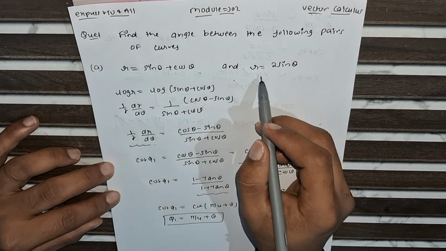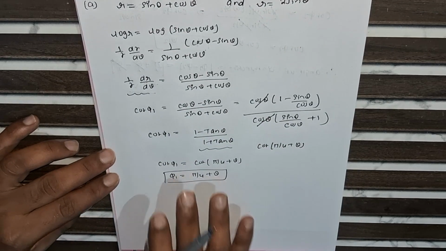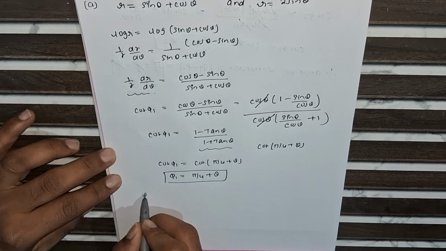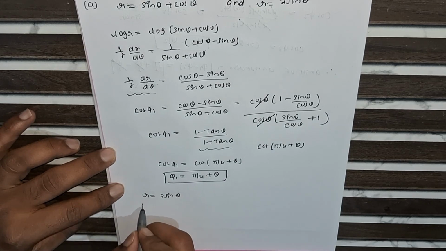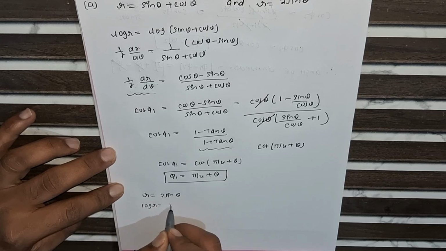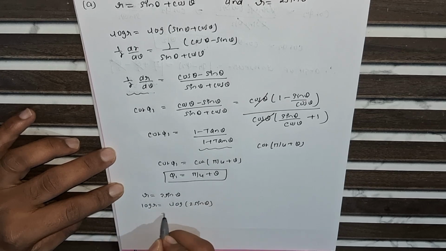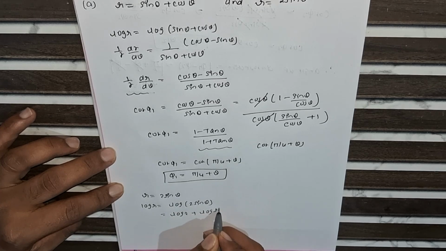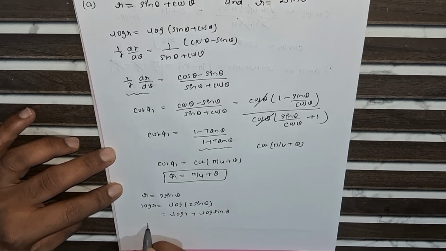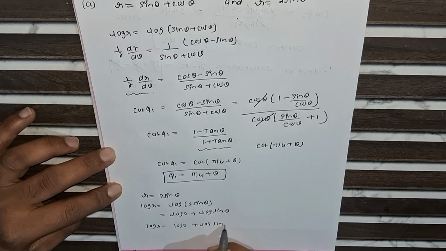Now go for the second, r equals 2 sin theta. Again we take log on both sides, log r equals log of 2 sin theta, which is log 2 plus log sin theta. So log r equals log 2 plus log sin theta.